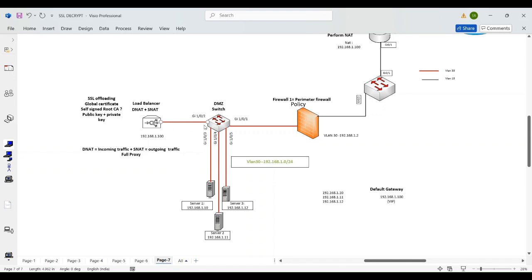It has only one arm connected to the switch, and this is with the same interface, right? There's no external or internal. This belongs to only one network, that is 192.168.1.0. Okay, thank you.